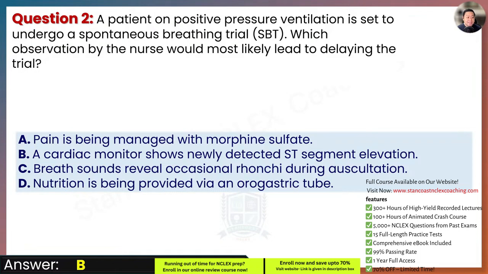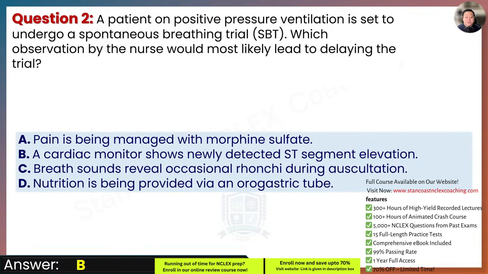And letter D, another incorrect option, states nutrition being provided via an orogastric tube. Now, this is a common practice in ventilated patients, and it doesn't really interfere with an SBT. We know that aspiration is always a consideration, but nutrition alone isn't a reason to delay weaning. If aspiration risk was the concern, the question would mention high residuals, regurgitation, or possibly difficulty swallowing, but none of these are present in the case.